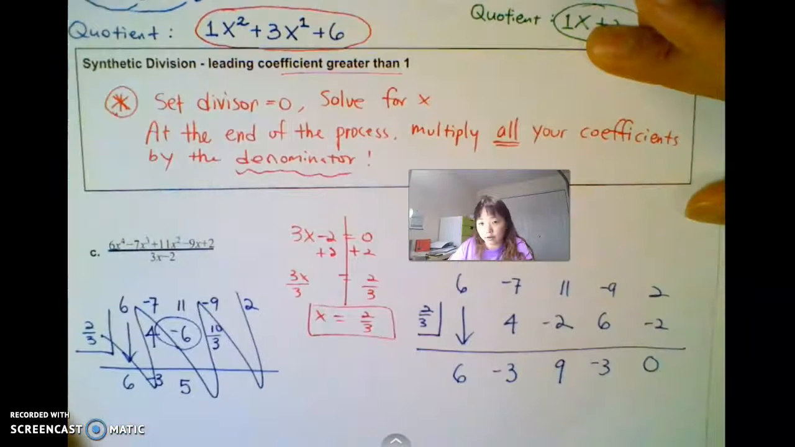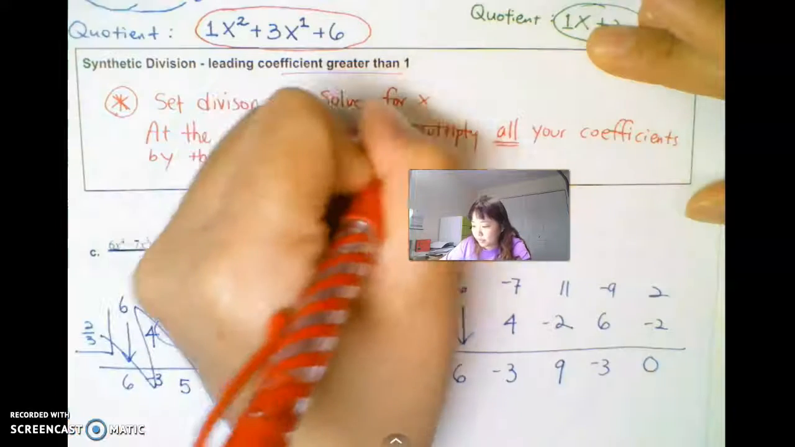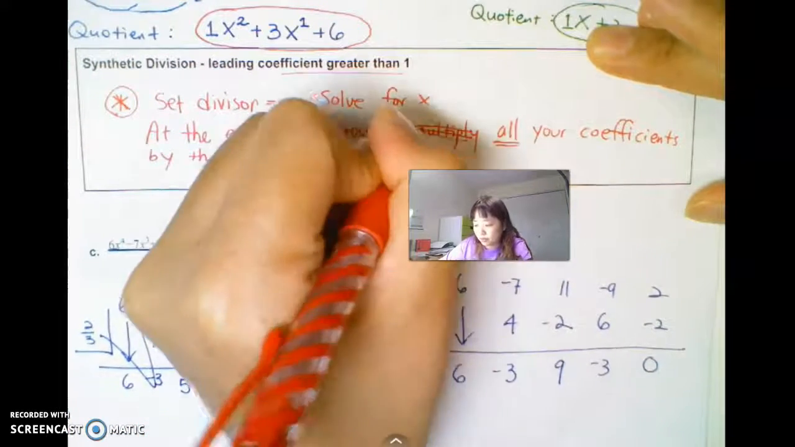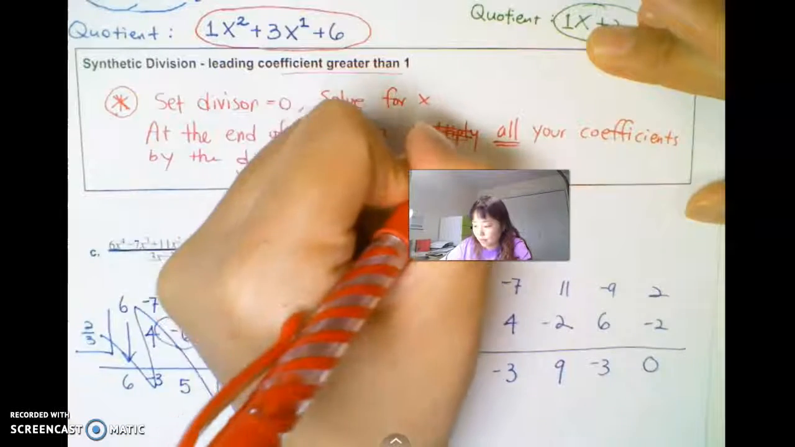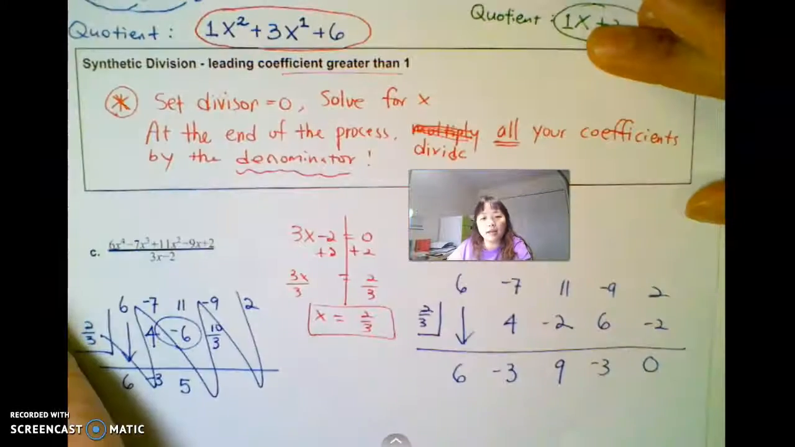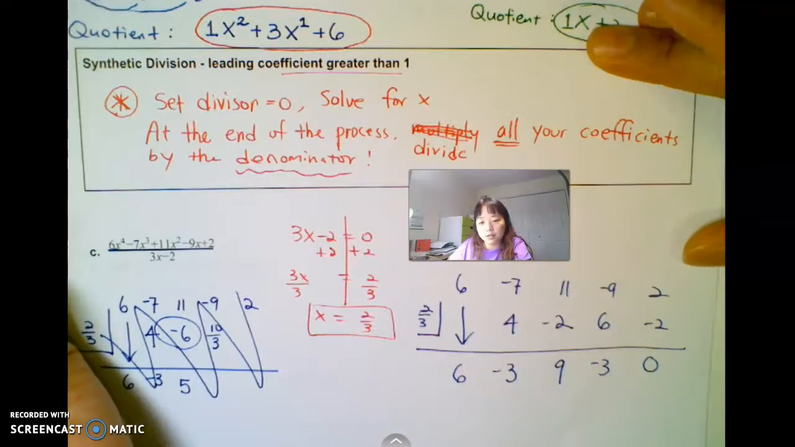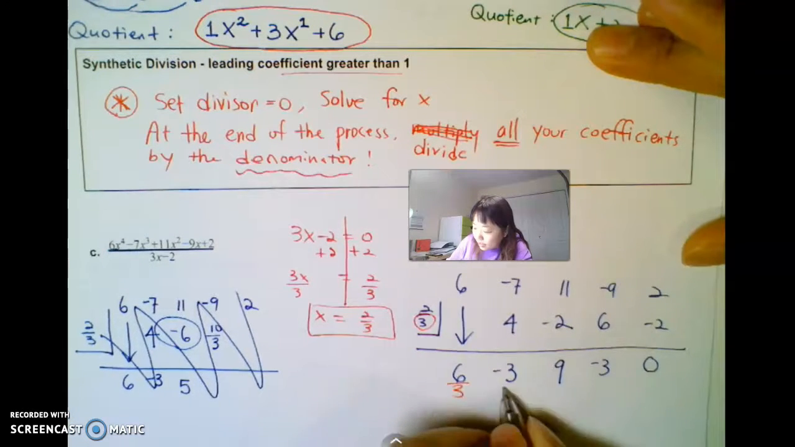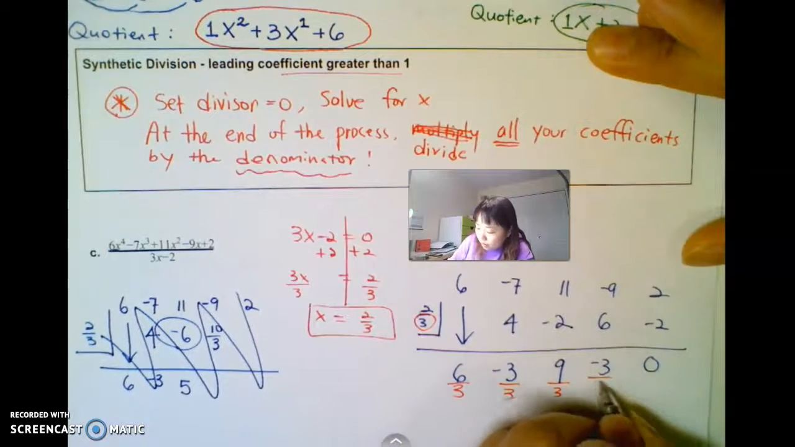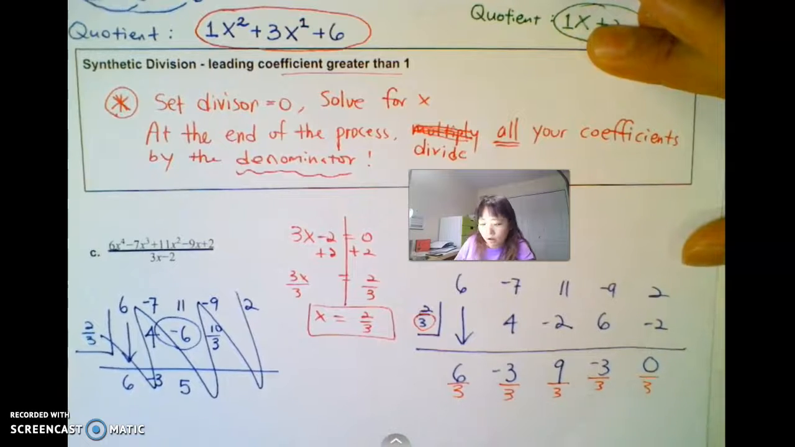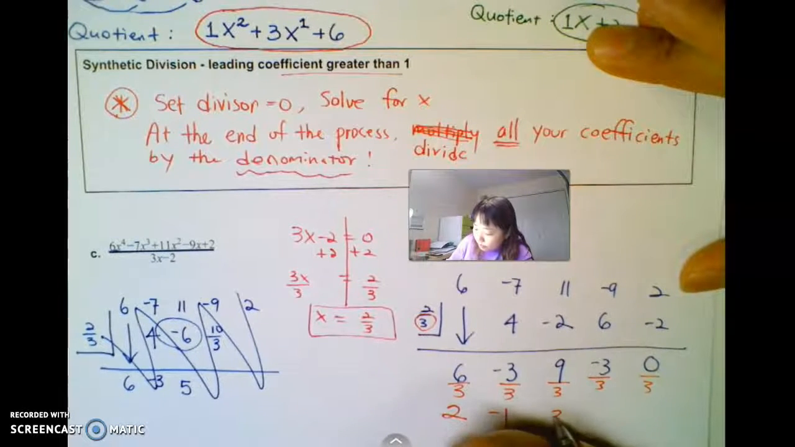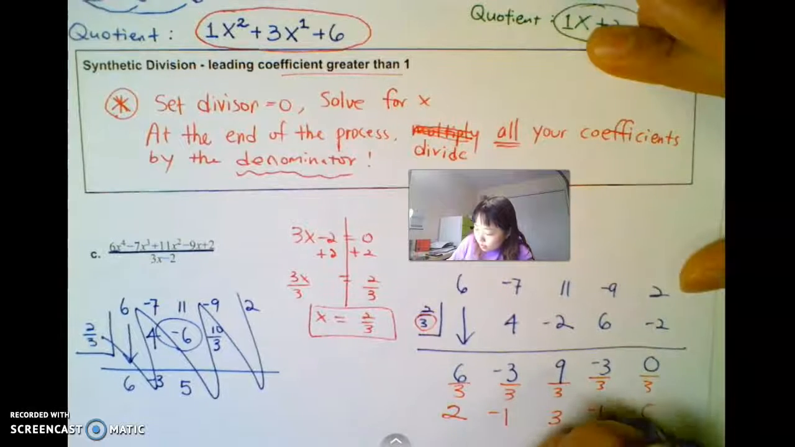I'm gonna put a star there. At the end, you have to, oh my gosh, I made a mistake right there. Divide. I meant to say divide. Did I say multiply? Who wrote that? That was not me. You gotta divide all your coefficients by the denominator. So you see how the denominator was 3? We're dividing all of them. All of them. All of them. Well, obviously, all of them by 3. So you get 2, -1, 3, and -1, and a 0.